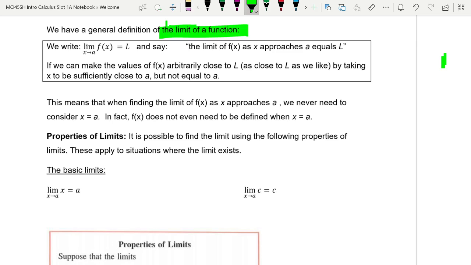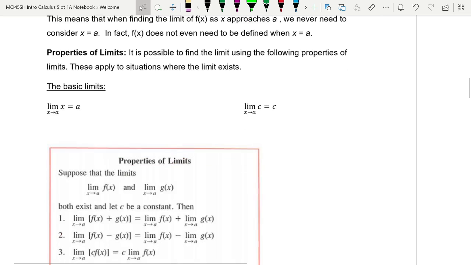This means that when finding the limit of f of x as x approaches a, we never need to consider x equals a. In fact, sometimes you can't consider x equals a. In the last example, if we'd let x be -3, we'd have been stuck dividing by 0, and we can't do that. So in fact, f of x does not even need to be defined when x is a. You can find the limit at a value even when that value doesn't make a point that exists on the function. So, limits have properties.